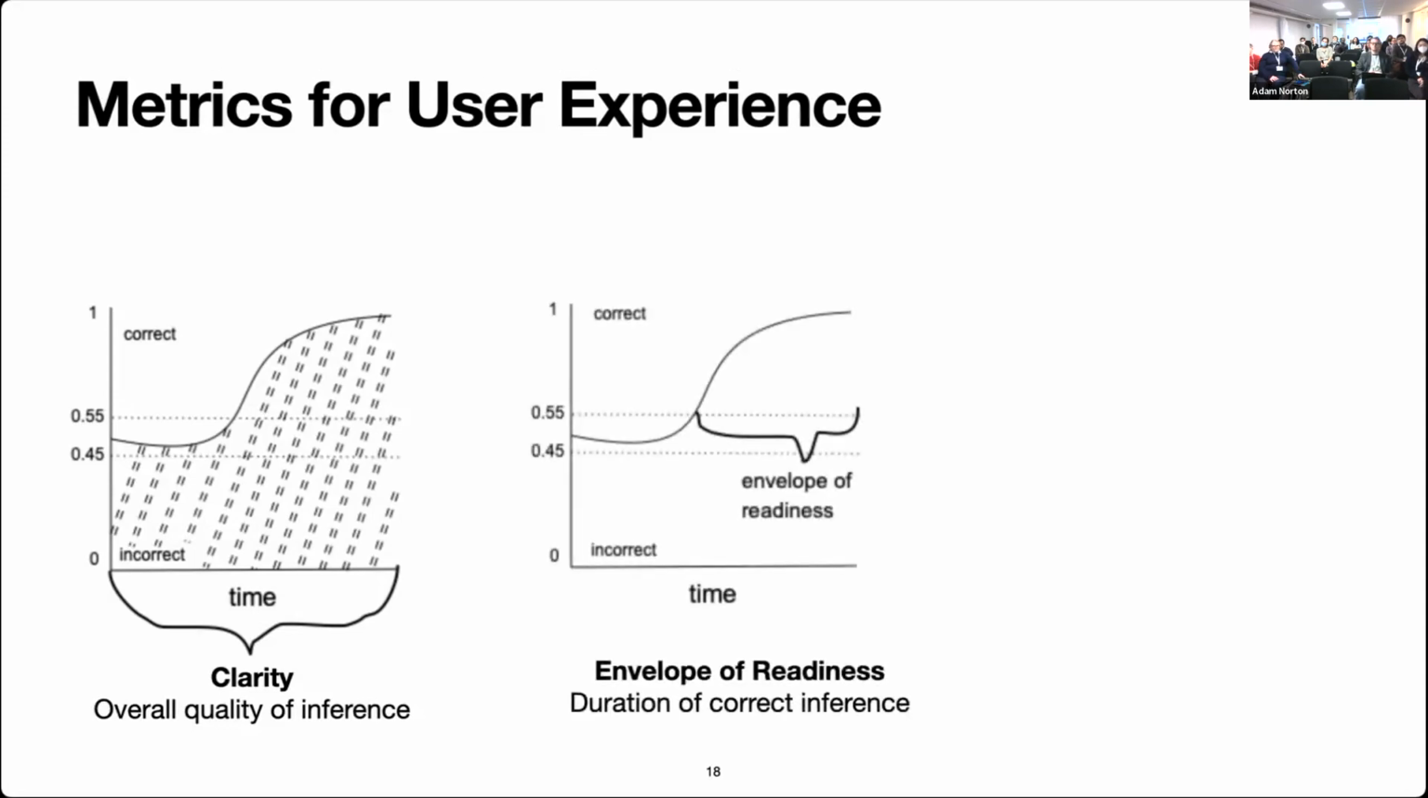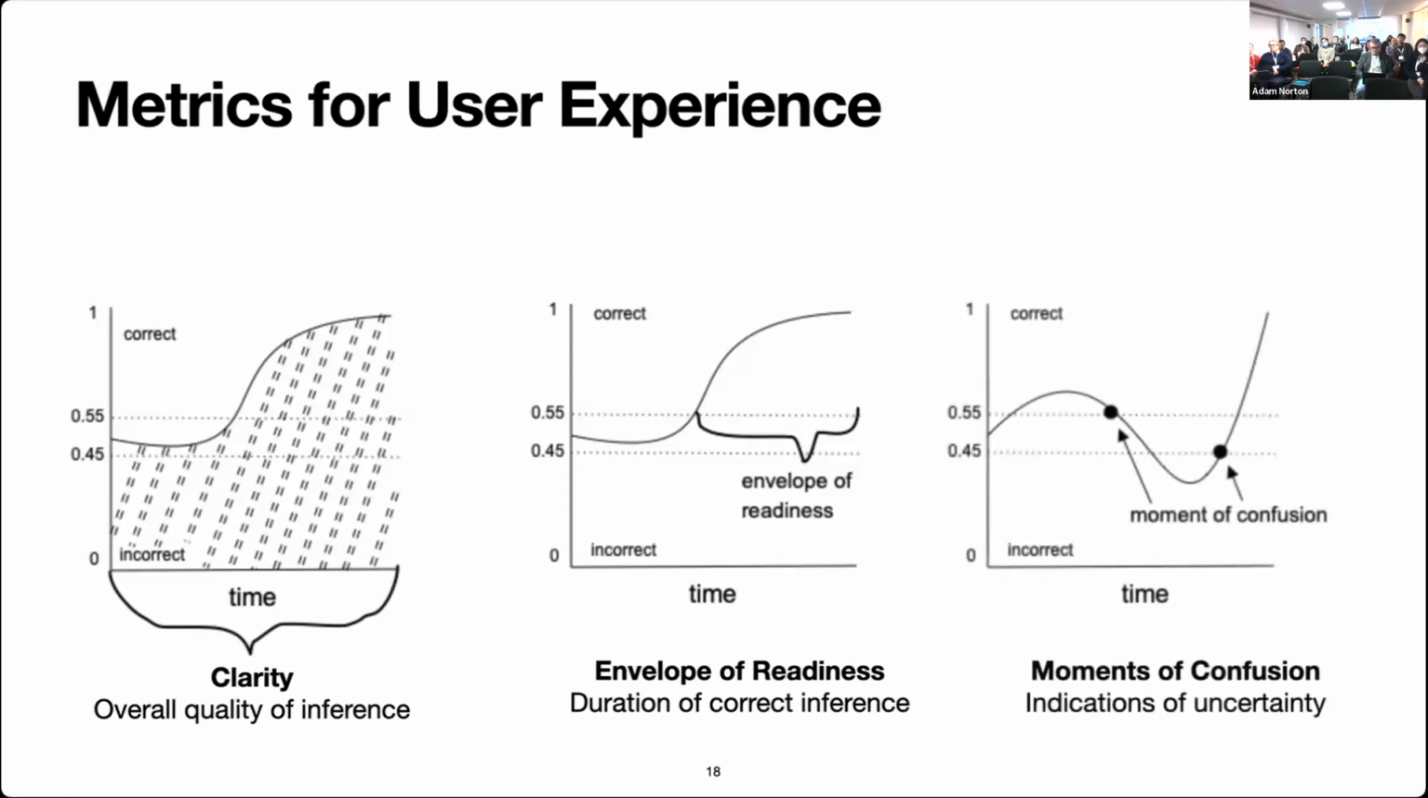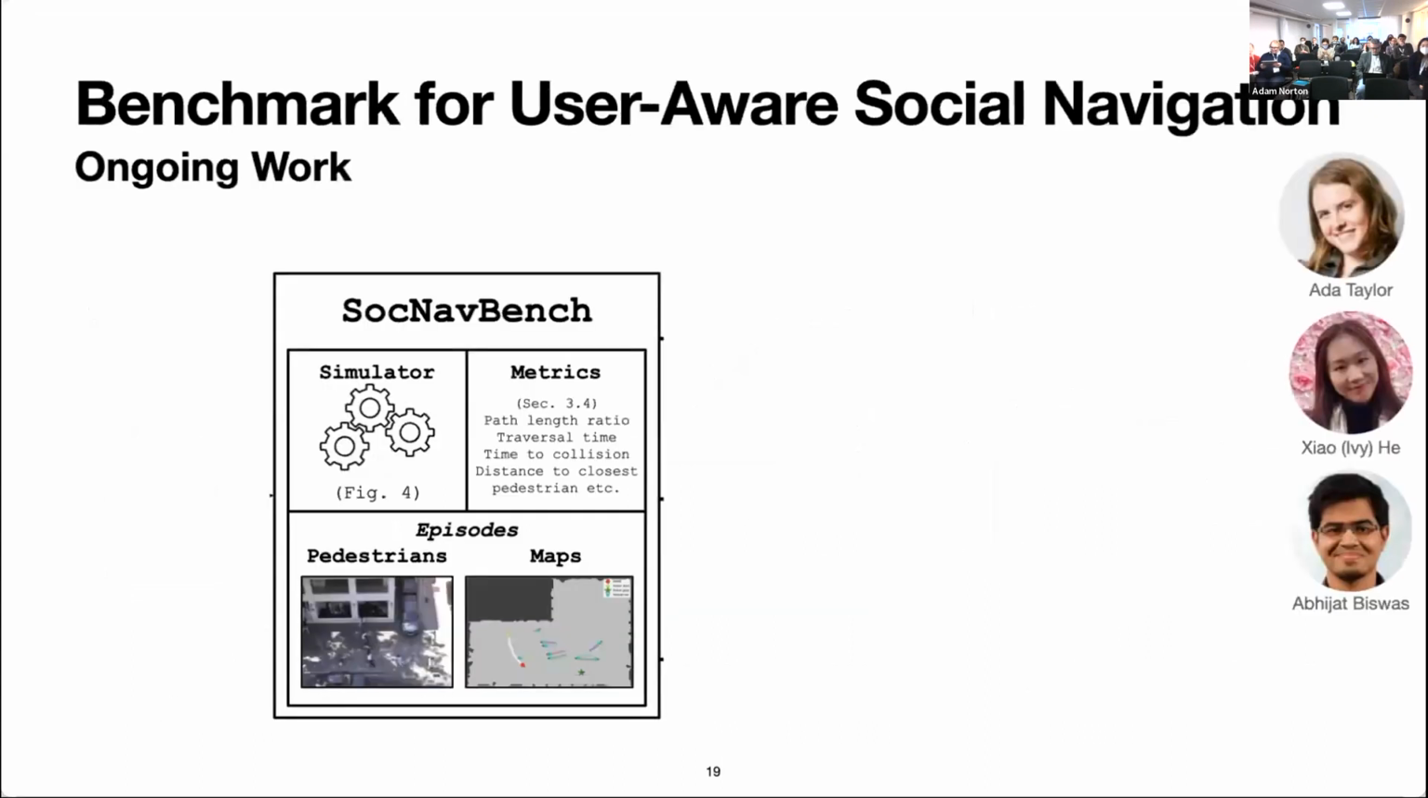We have another metric called envelope, which says how long before the end of the trial were people certain, or at least reasonably certain above this threshold, of the correct goal. So how long were people ready for the robot to come to their table? And we also have moments of confusion. So how often did people switch which goal they thought the robot was going to? And with these metrics, we were able to assess our particular robot navigation algorithm.